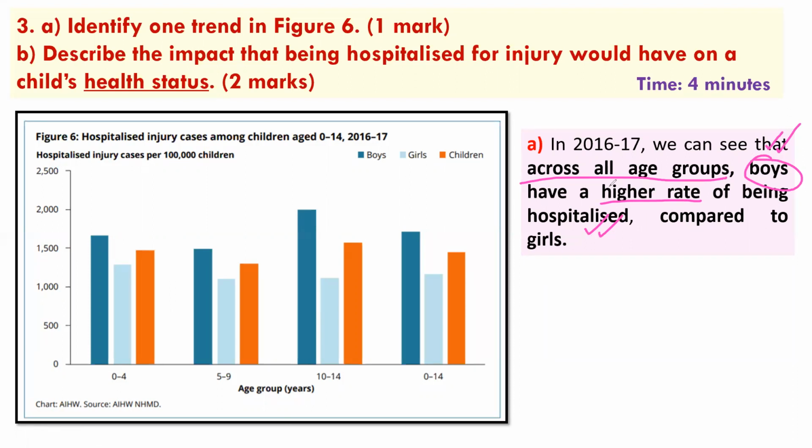You could even say the opposite. You could say in 2016 to 2017, girls across all age groups showed a lower rate of being hospitalized compared to boys. It goes both ways, in other words. So that's the basic answer for the first question. I'll maybe get you guys to have a look at that or copy it down or add any additions to your own answer to make improvements if you have to. And I'll quickly read some of the answers coming in the chat now.